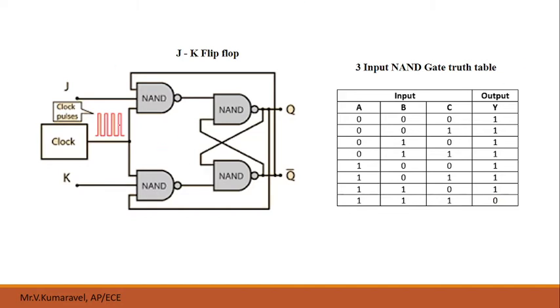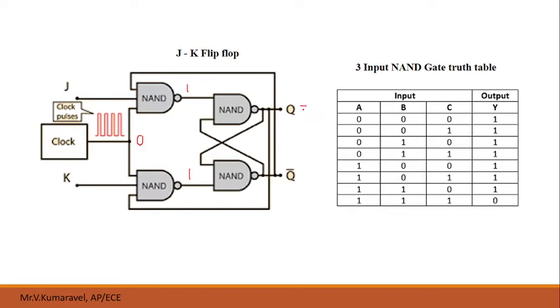So now let us consider when clock pulse equal to 0. When clock pulse equal to 0, what happens? We know that if any one of your inputs is 0, the output of your NAND gate is 1. So when clock pulse is 0, the output of NAND gate 1 and NAND gate 2 is 1, irrespective of your J and K value. J and K could be either 00, 01, 10 or 11. The outputs of NAND gate 1 and 2 are 1 and 1.